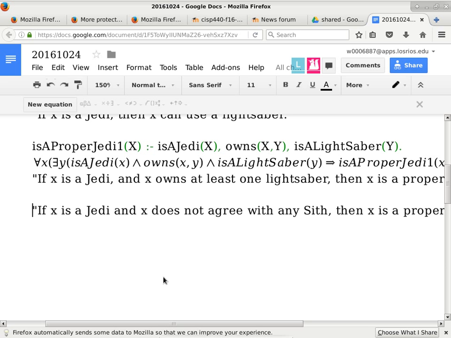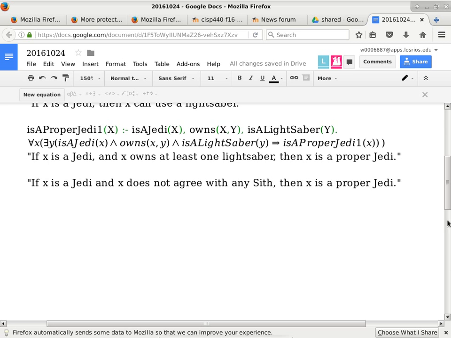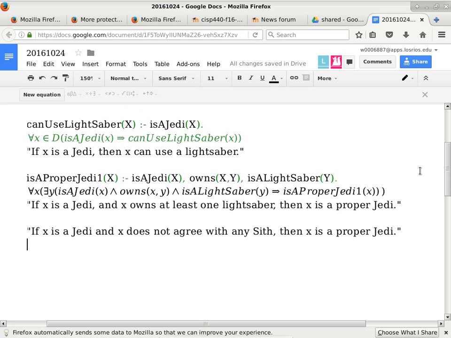So the first attempt to do this, I'm going to zoom back out a little bit. I'm toying with both the zoom of the browser and also the zoom of the Google document itself. So there we go. So the first attempt to do this is to say, let's see if this works. Is a proper Jedi 2, because I don't want this one to be linked with the other one. So I will say that X is a proper Jedi only if, first of all, X has to be a Jedi to begin with.